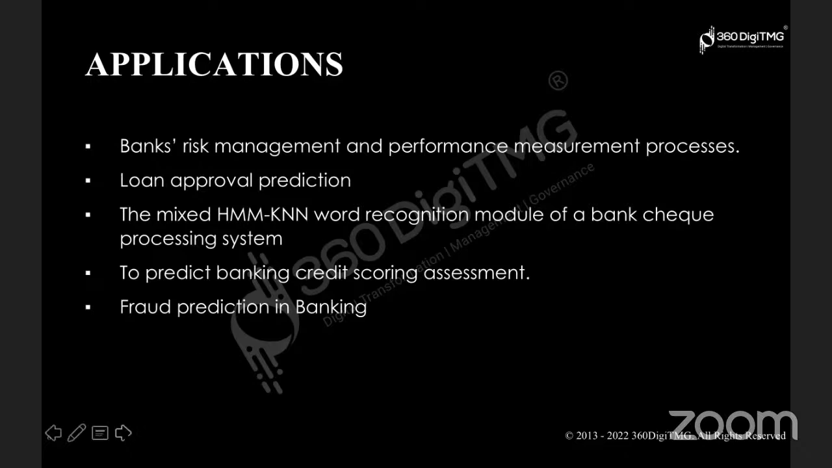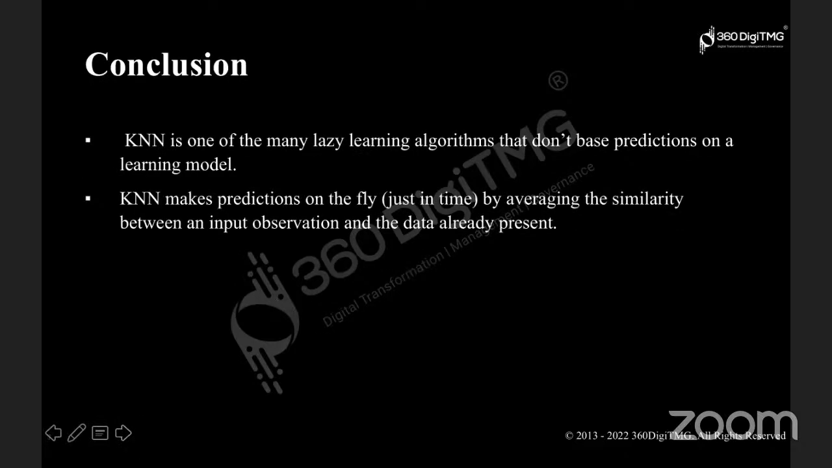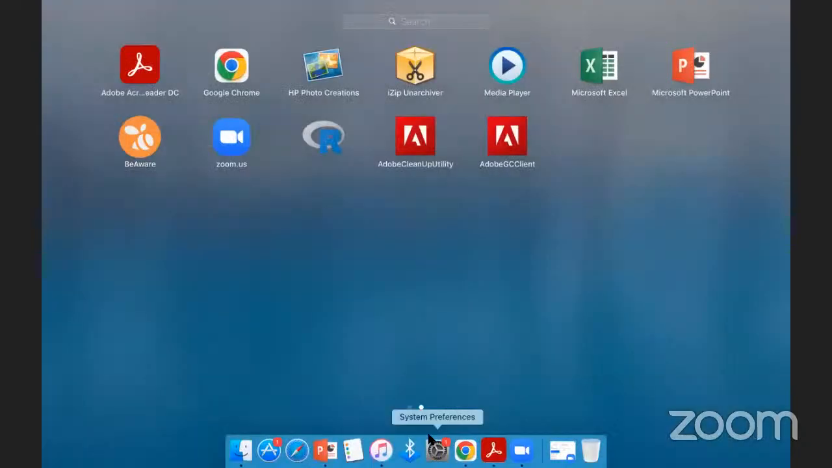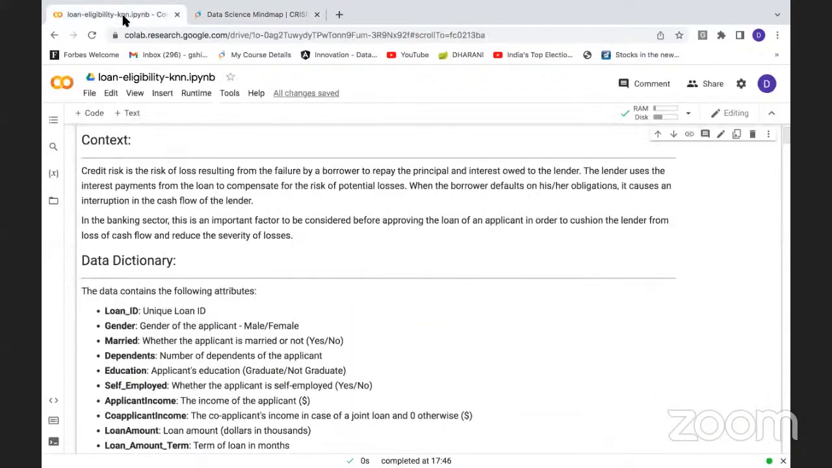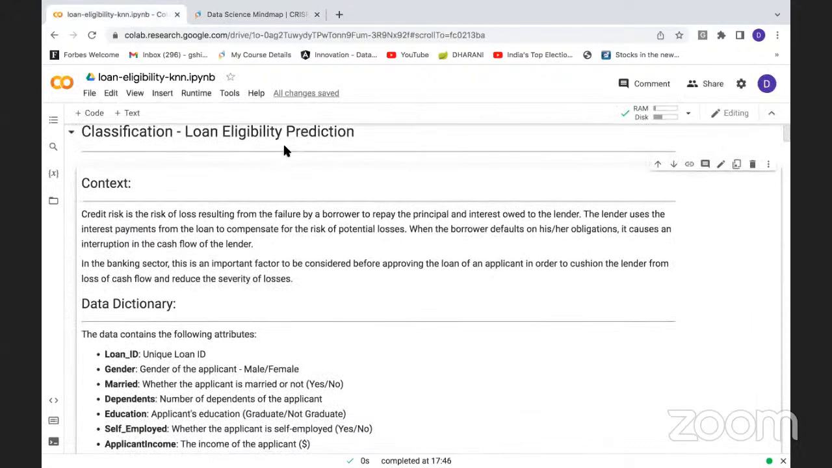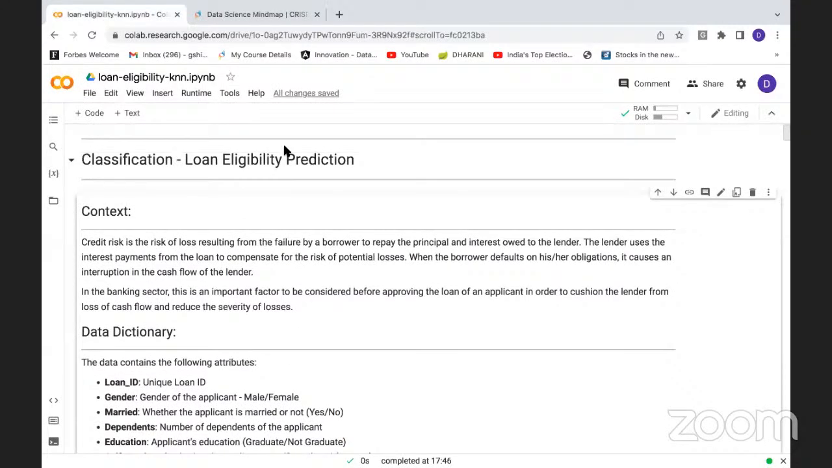So let's not waste time and understand this in our Jupyter notebook, that is Google Colab. Okay, today our context is to predict loan eligibility prediction. This is a use case.